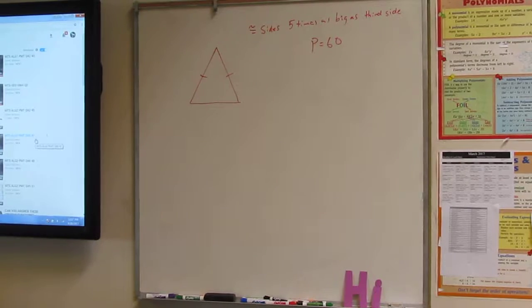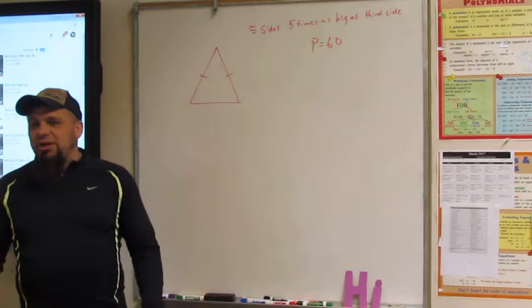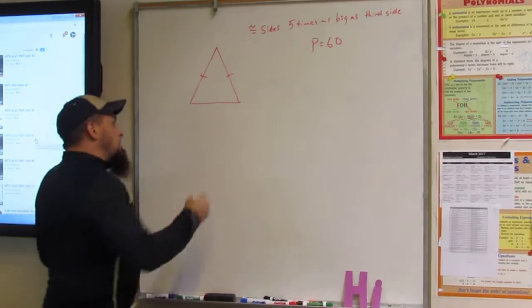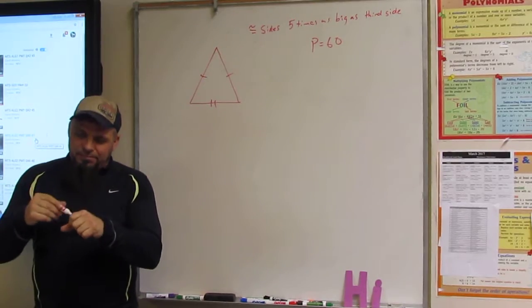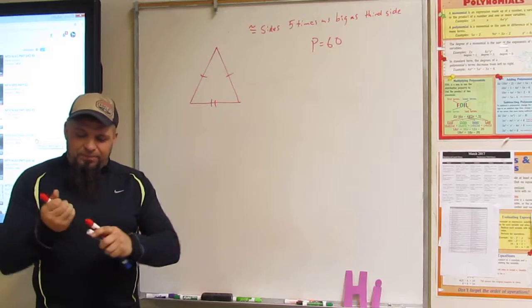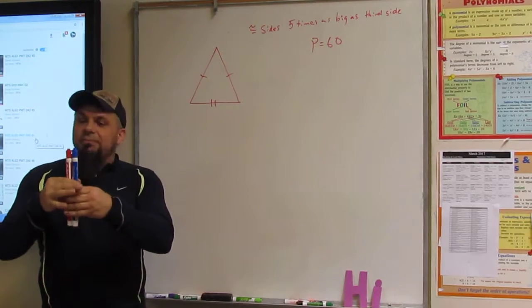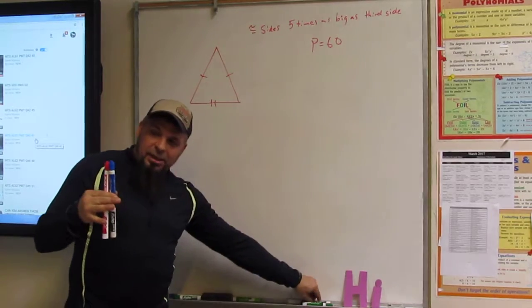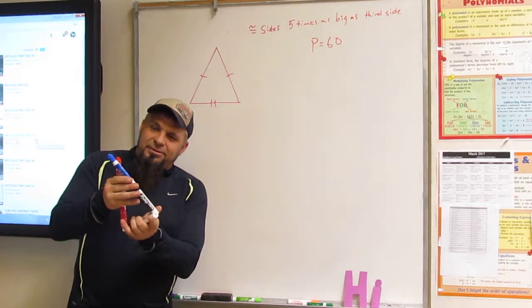Here we go. Alright, so what this problem says is that you have an isosceles triangle. If you know an isosceles triangle, you know that it has two sides that are the same, and then one side that is different. Here's an example. Here are two sides that are the same, and they make an isosceles triangle whose third side is different.